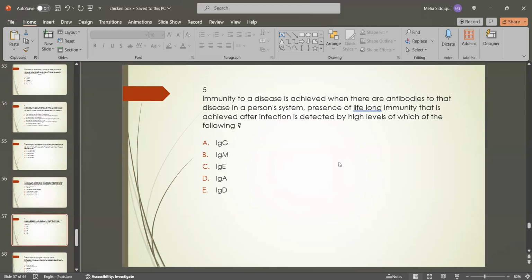MCQ number 5. Immunity to disease is achieved when there are antibodies to that disease in a person's system. Lifelong immunity is achieved when infection is detected by high levels of which of the following? IgG, IgM, IgE, IgA, IgD. A is the right option.